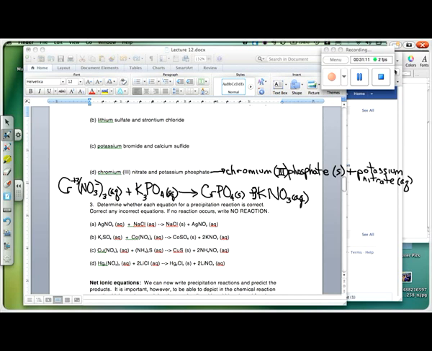All right. Number 3 here, we don't have to write formulas. I know you're happy about that. And we are just going to see if the equations are correct. Have they written the products appropriately? Have they identified the precipitates appropriately? So I'm going to scroll. Okay.